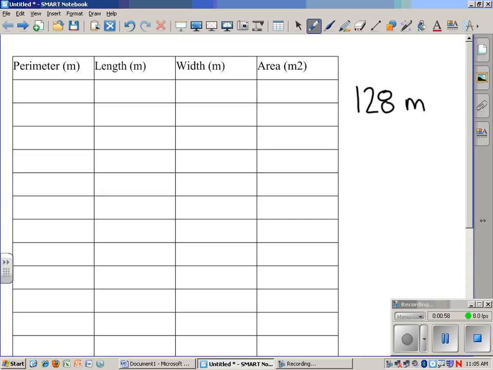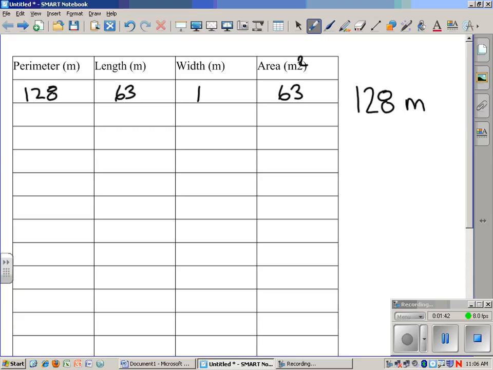well, because we're using 2 times the width plus 2 times the length for the perimeter. If our perimeter is 128 and our width is 1 meter, then 2 times the width becomes 2, and 2 times the length leaves us with a length of 63. So our area would be only 63 meters squared.